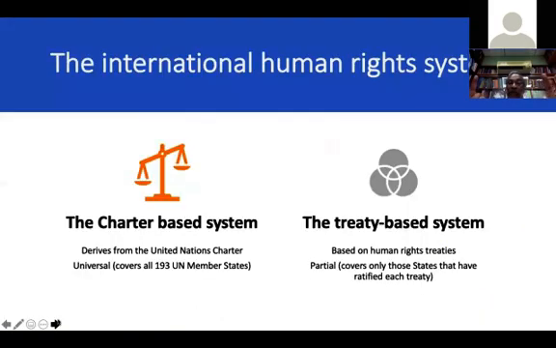Now, there are two systems. In the international human rights mechanism, there are two systems. One known as the charter-based system and the other the treaty-based system.